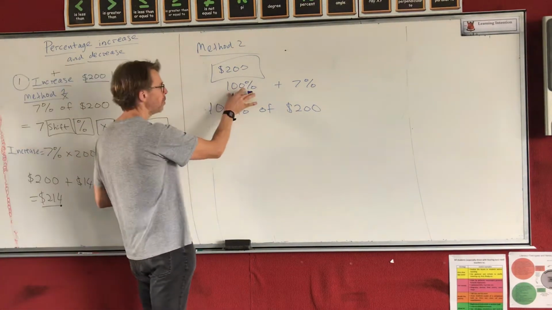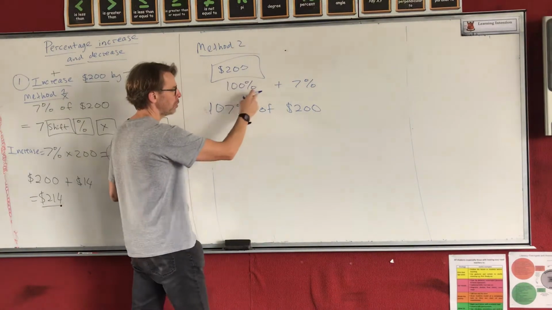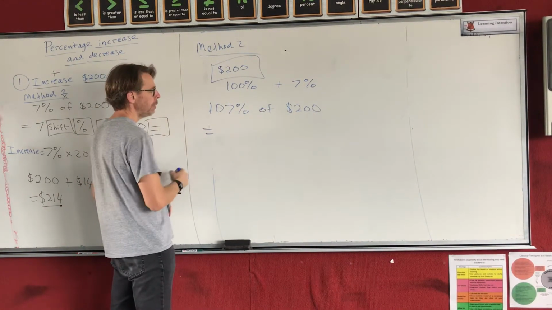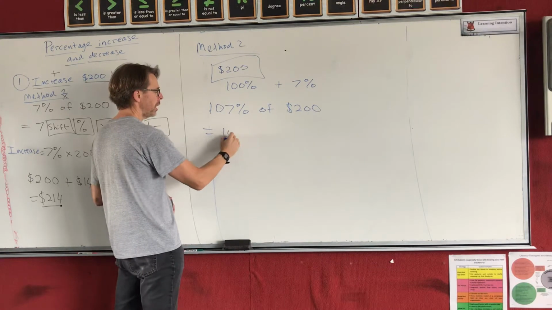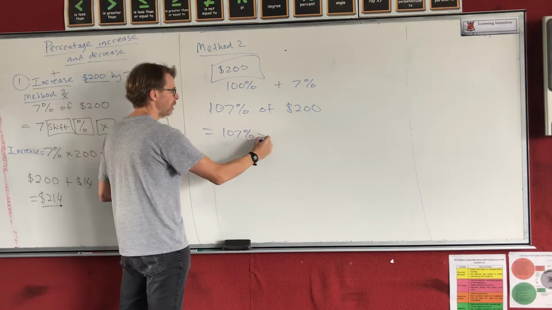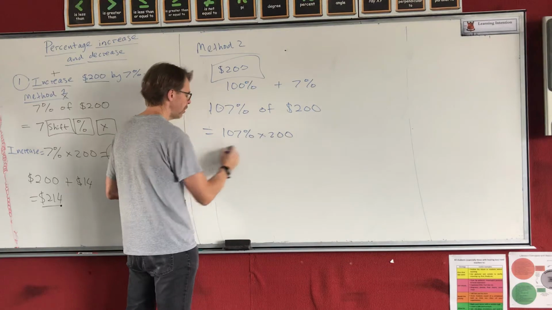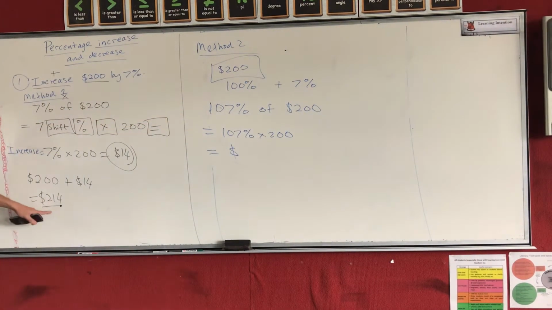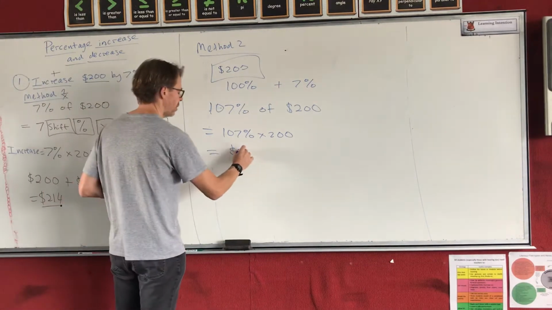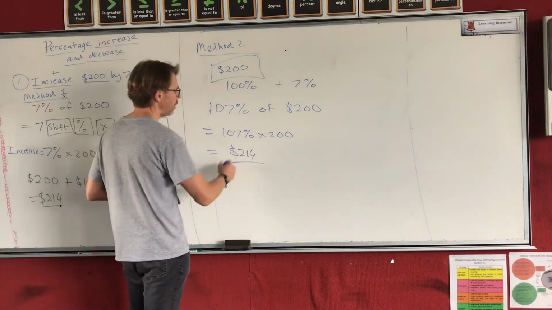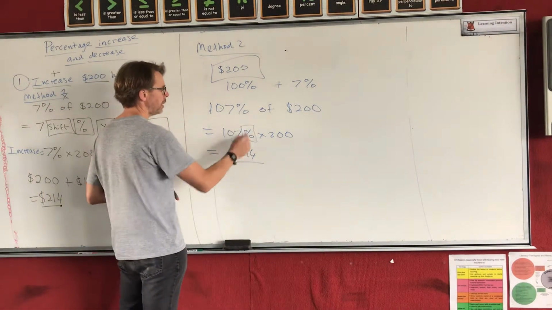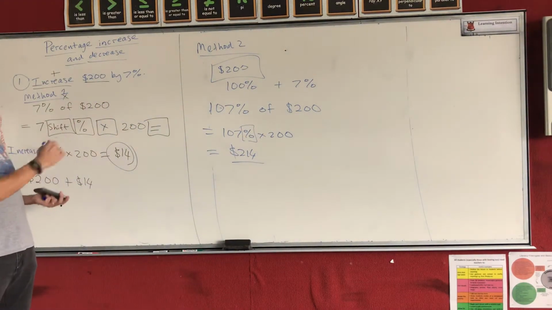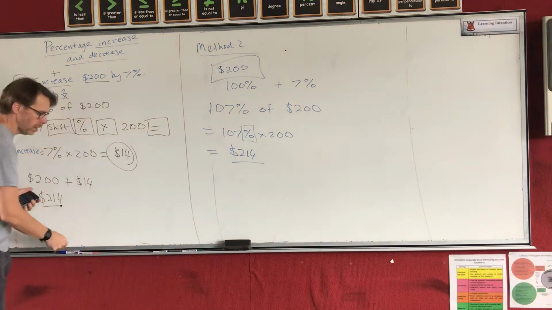So the original 100%, which is the $200, plus an extra 7%. On your calculator, that's 107% times 200. Put that in, and you should get the same answer as down here, $214. Try using the percent button on your calculator. That's quicker. That's the alternative method, but either method is okay.